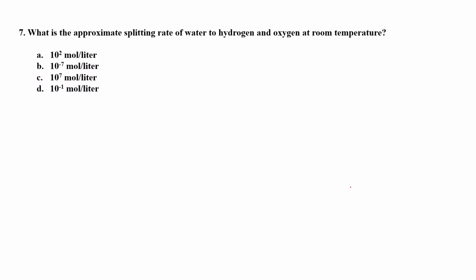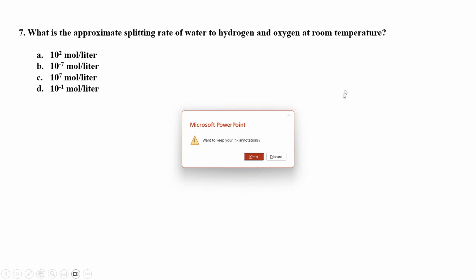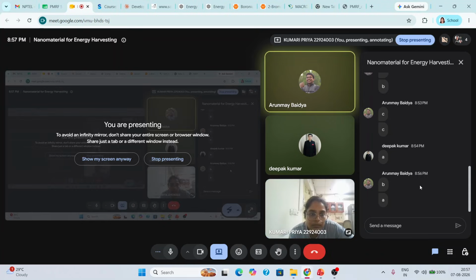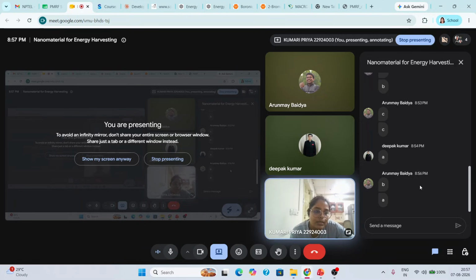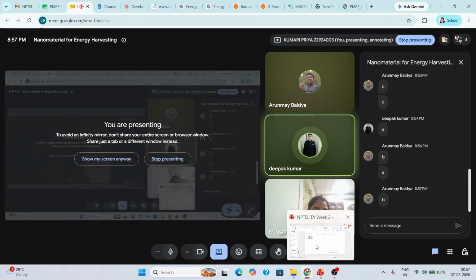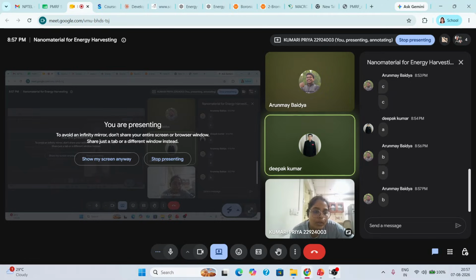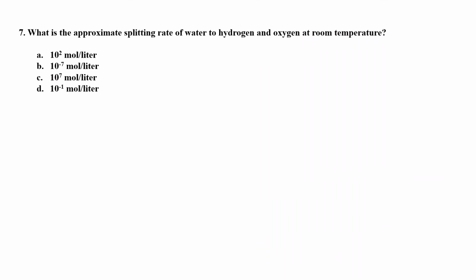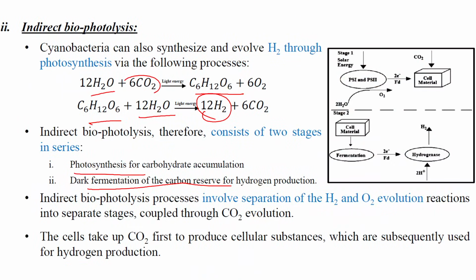Coming to the next question: what is the approximate splitting rate of water to hydrogen and oxygen at room temperature? The answer is B, 10 to the power minus 7. It is very low, 10 to the power minus 7 mole per liter.